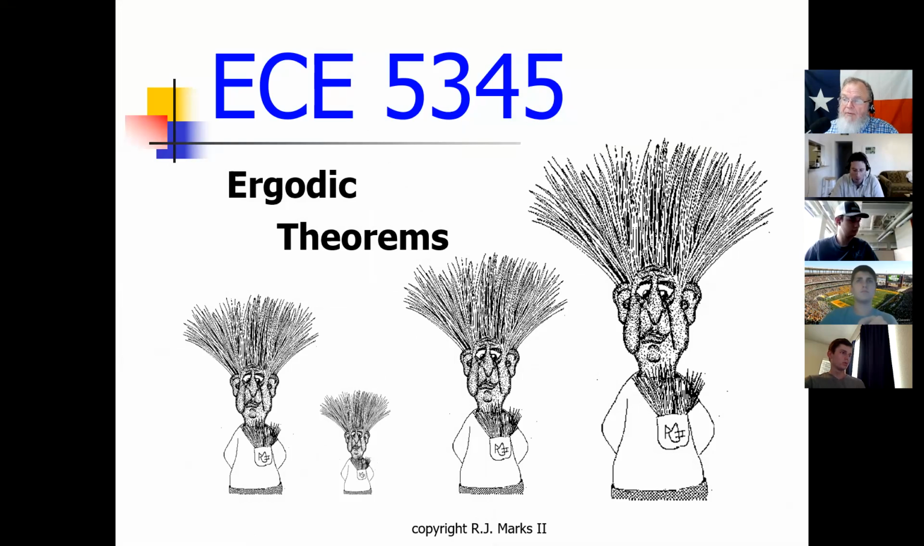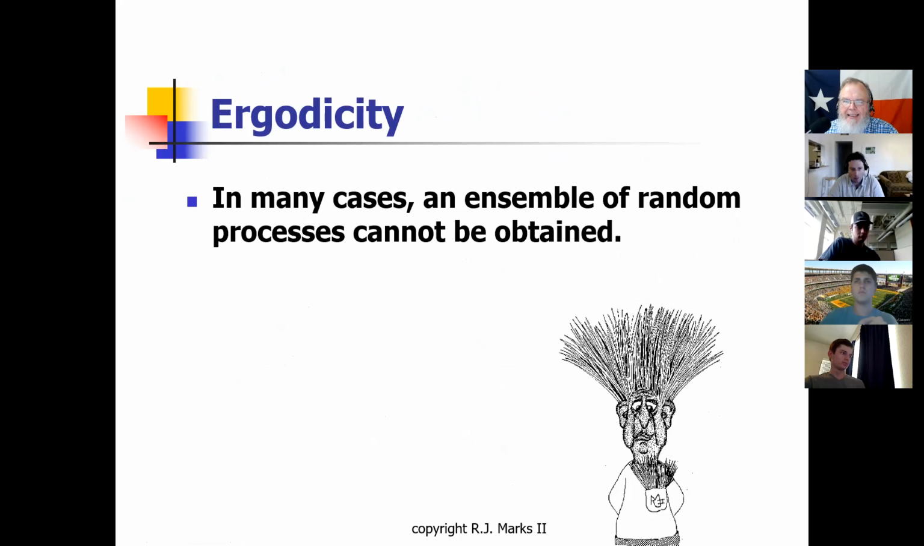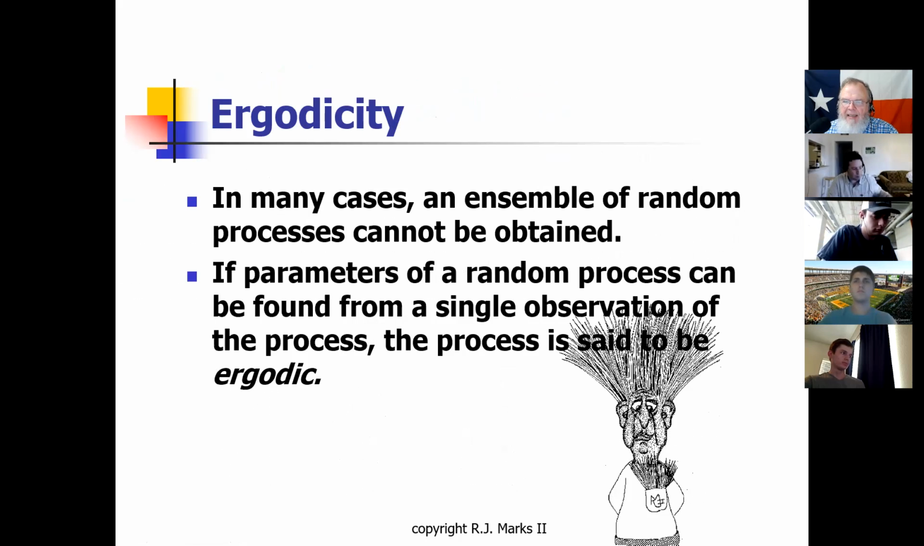Now, one of the problems is that many times in practice, you don't have availability of an ensemble. You don't have a bunch of different results. So this leads to the idea of ergodicity, wherein you only have a single waveform that you can look at. In many cases, an ensemble of random processes cannot be obtained. And if the parameters of a random process can be found from a single observation of the process, it is said to be ergodic. In other words, if you can generate the mean of a stochastic process by looking at one instantiation of it, that process is said to be ergodic.